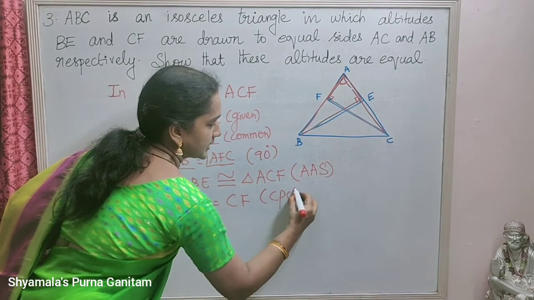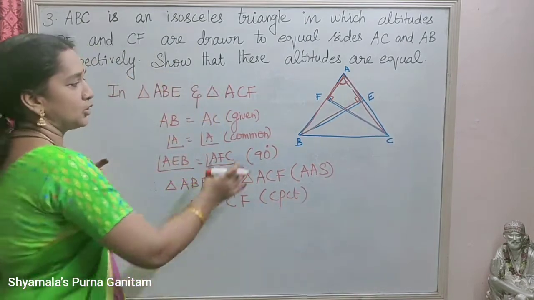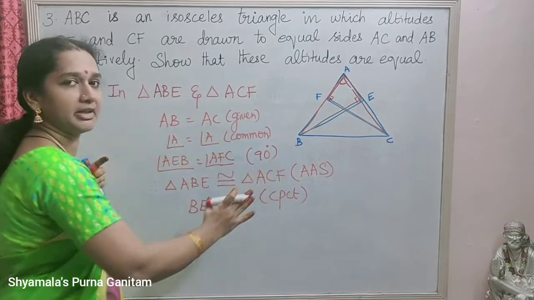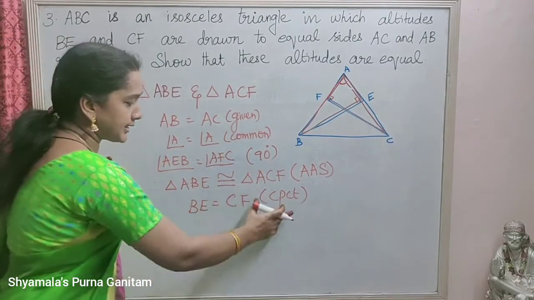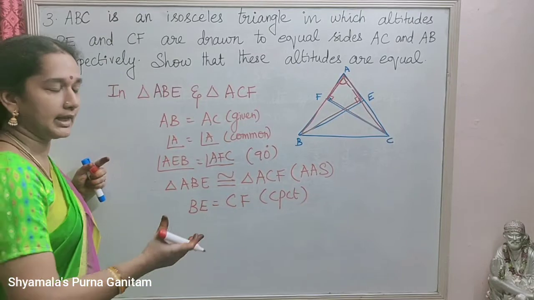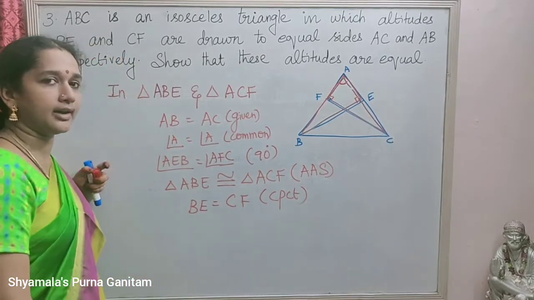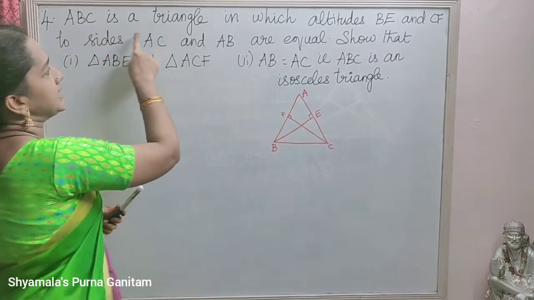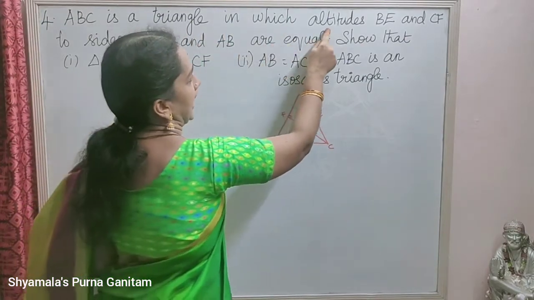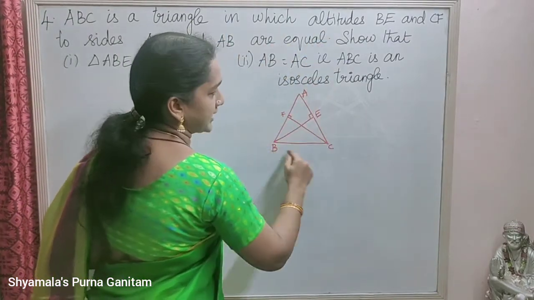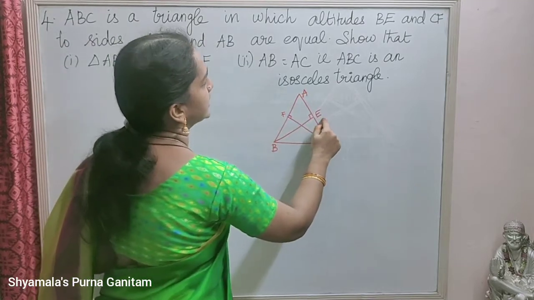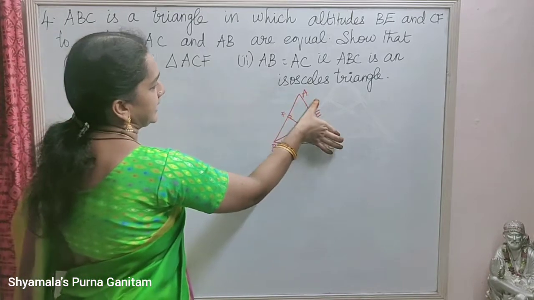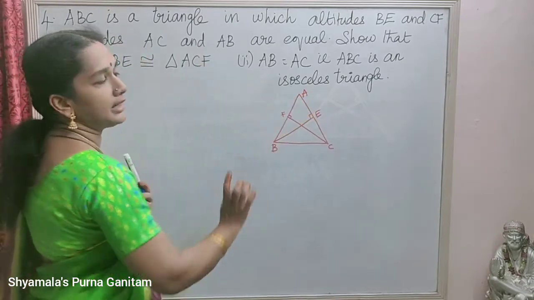This is by CPCT. So don't forget to write the reason for how you got all these things. That is very important. So by CPCT, we have proved that both the altitudes are equal. Okay. Next sum: ABC is a triangle in which altitudes BE and CF to sides AC and AB are equal.